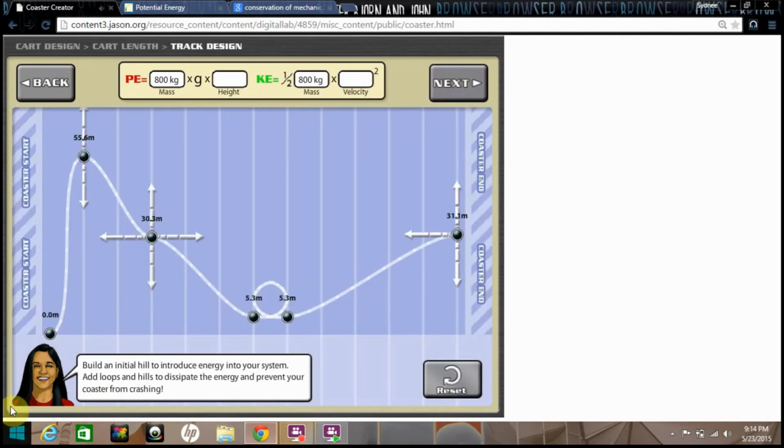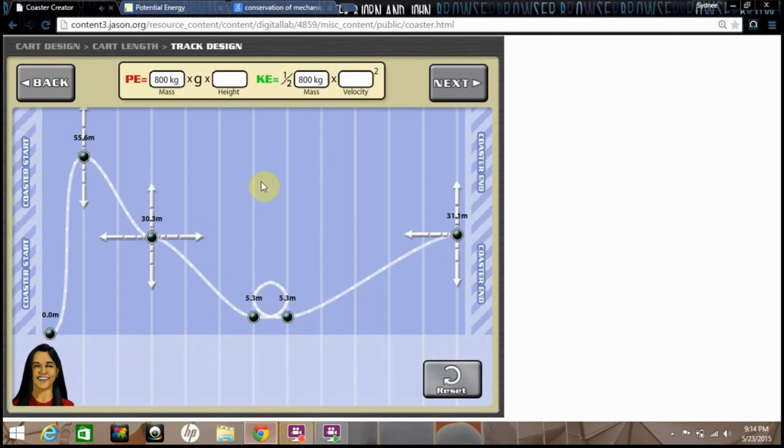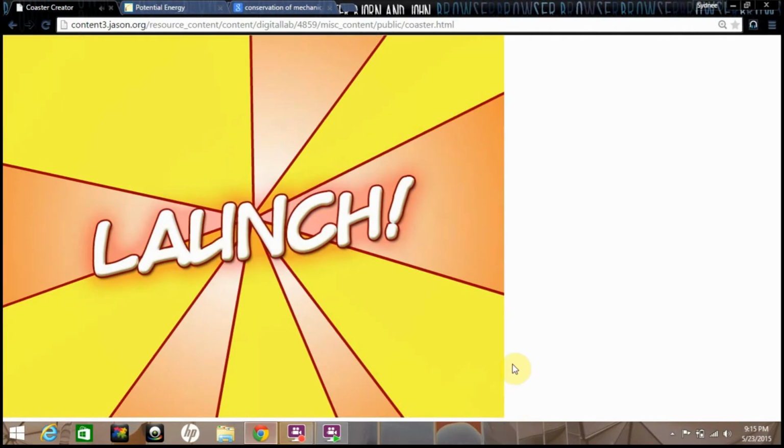Use the nodes to construct your track. Add hills and lakes to introduce energy into your system. As you can see, I've already created a track for us, and I guaranteed that it works. So you're going to go up, down, a loop, and up again. The highest we're going to get there is 55.6, and the lowest is 5.3, and you're going to see why I have such a high and low.